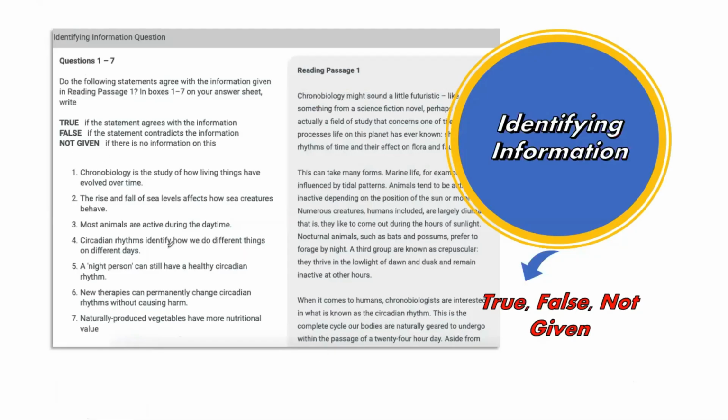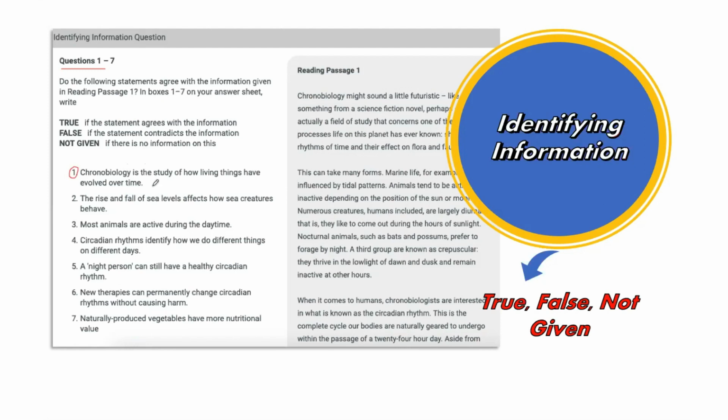So here's a lovely example of an identifying information question type. And you have your passage on the right-hand side. In this case, for the example, we're not going to go in depth on the reading passage. We're going to pay attention to what the questions are asking you to do. So here you'll be given statements relating to the passage. So for example, we see a statement here, chronobiology is the study of how living things have evolved over time. Again, very academic in nature, but this is a statement.